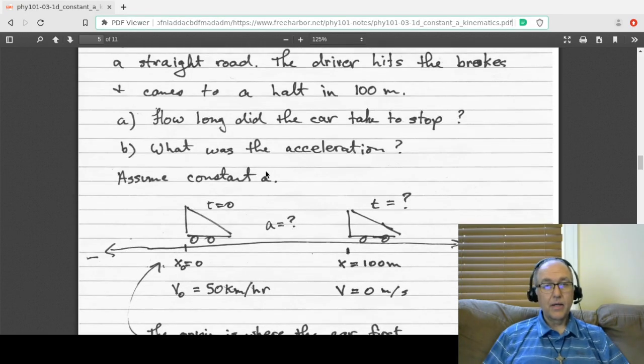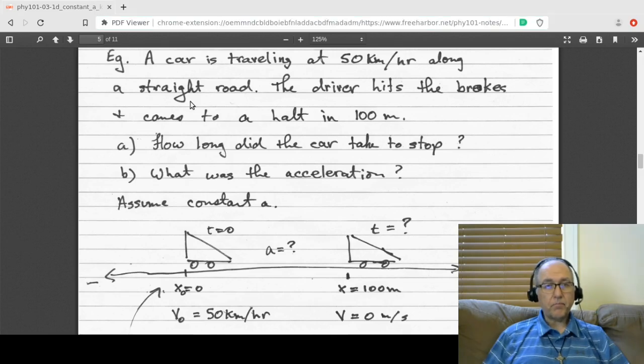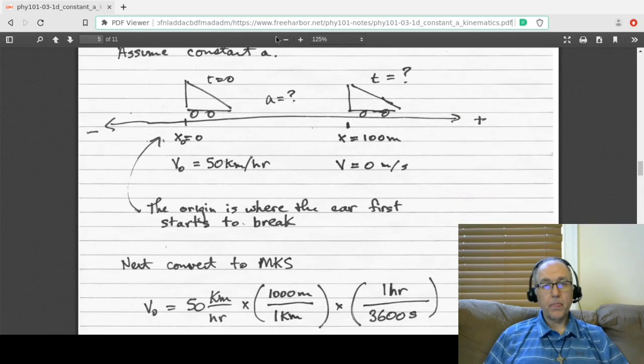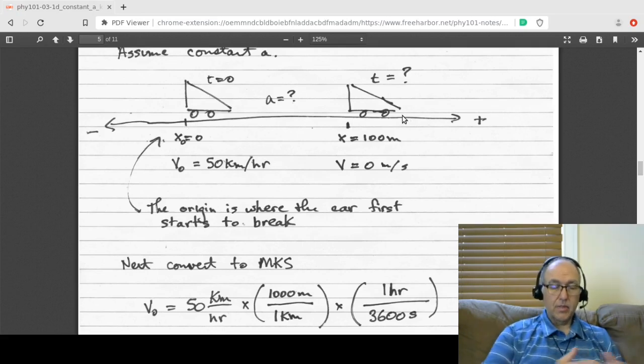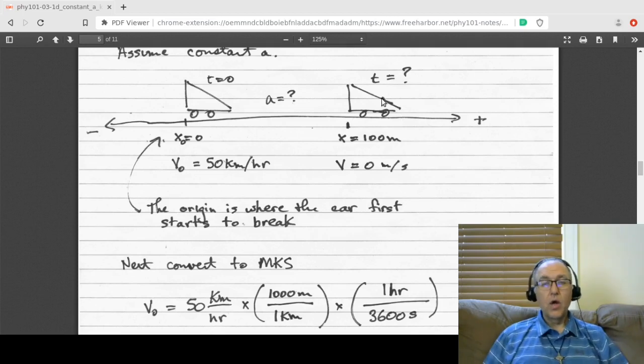So if you read the problem again, I just say a car is traveling at 50 kilometers per hour along a straight road. The driver hits the brakes and comes to a halt in 100 meters. That's it. Did I tell you anything about time? Nope. And so over here, the final time is equal to question mark. You always get to choose where your origin is. You get to choose where the origin in space is, and you get to choose where the origin in time is, okay? But of course, the later time, like the point at which the car halts, you just don't know that. And so when I do that, I'll put t is equal to question mark. In fact, that's one of the questions. How long does it take to halt? So we'll be solving for that.